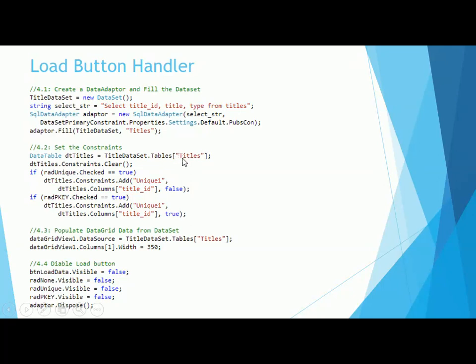Then we are passing the name of the data table, and we are getting the data table. So this titles plays the role here. Now our data table collection has only one entry, which is nothing but the titles data table. So we are taking the titles data table and storing that in DT titles.